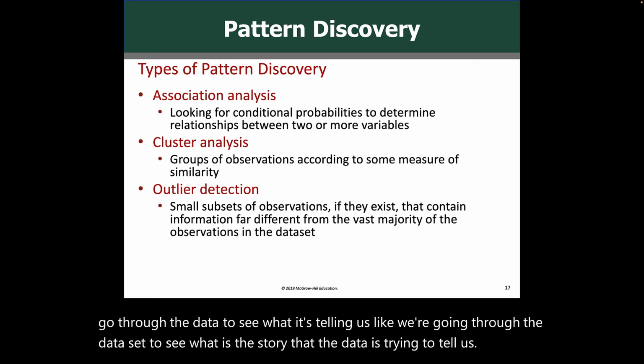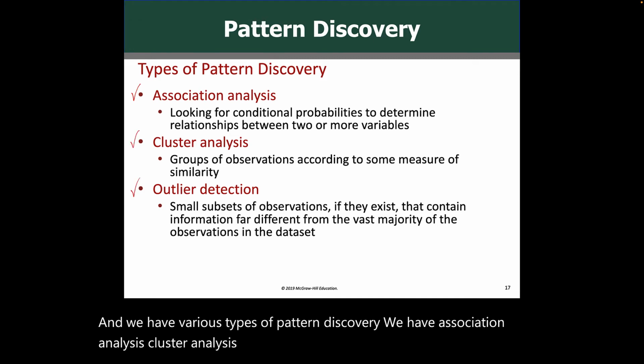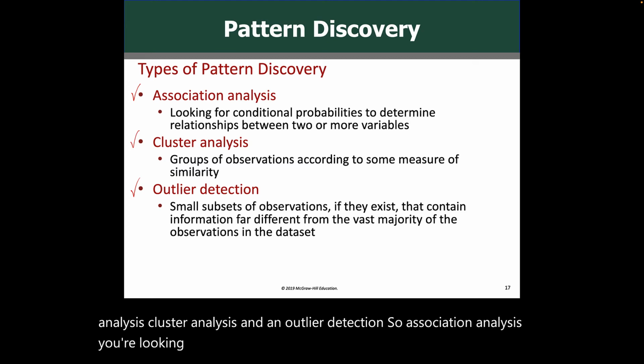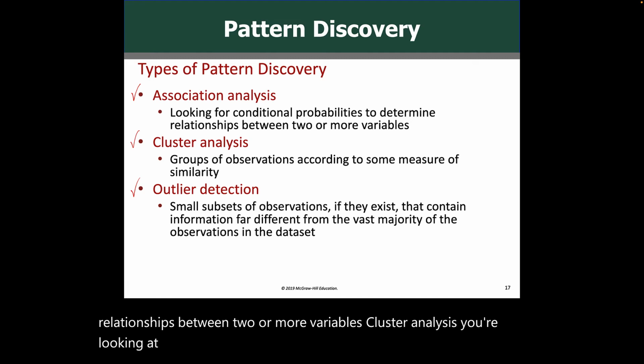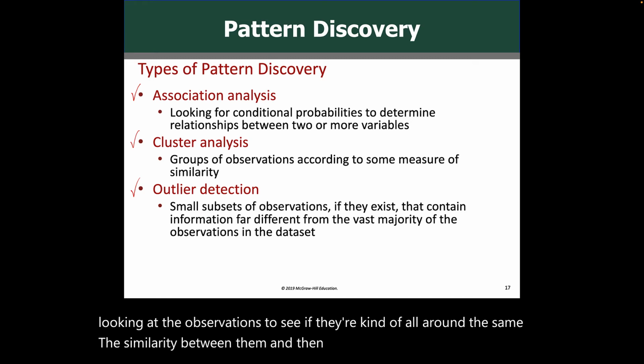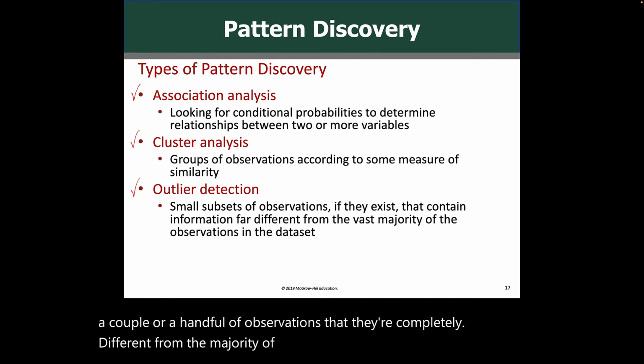And we have various types of pattern discovery: association analysis, cluster analysis, and outlier detection. With association analysis, you're looking for probabilities, trying to determine the relationships between two or more variables. With cluster analysis, you're looking at the observations to see if they're around the same, the similarity between them. And outlier detection is usually a couple or a handful of observations that are completely different from the majority of the other observations within your population or your data set.